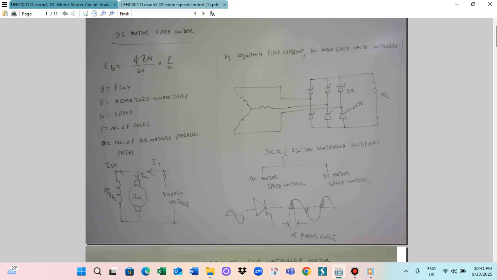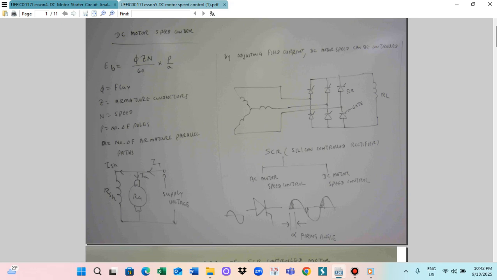So today's topic is DC motor speed control system. We can control the DC motor speed by adjusting the field excitation. The formula for DC motor speed is N equal to φZ over 60 into P by A. So this is the equation for the DC motor.